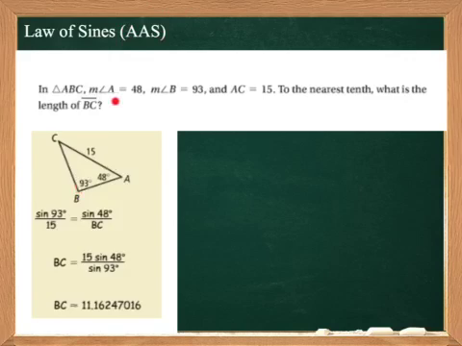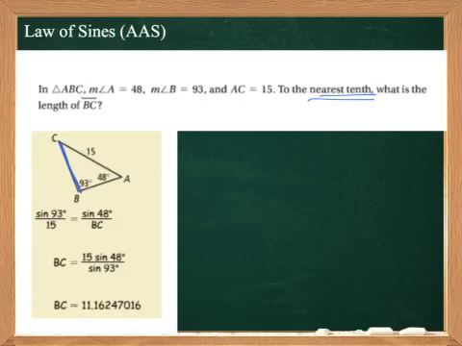In triangle ABC, the measure of angle A is 48 degrees, which is marked here, and the measure of angle B is 93 degrees. Side AC is 15 units. They want to know to the nearest tenth what is the length of BC, so we're looking for this side.